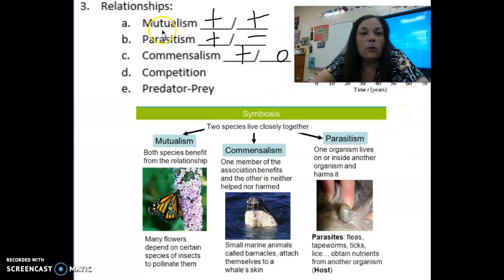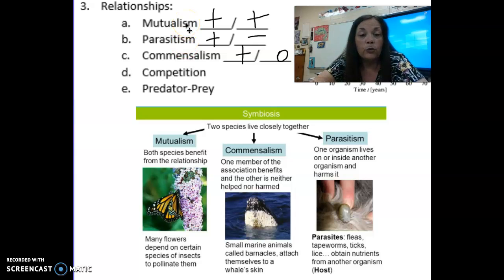The symbiotic relationships that you need to know are these: mutualism, parasitism, and commensalism. These are pretty easy. Parasite is probably the one you know the most about. This is when one organism benefits and the other one is harmed. And it's usually the host that is harmed. So mosquitoes, ticks, fleas, tapeworms, all of those things fall into the parasite category.